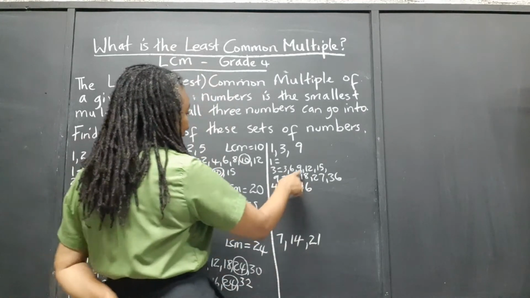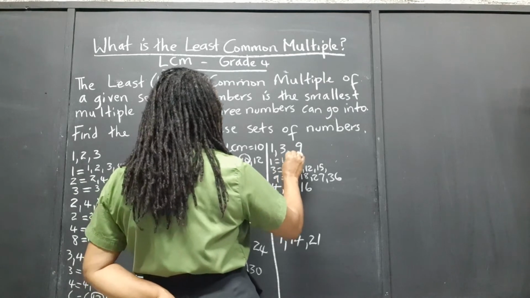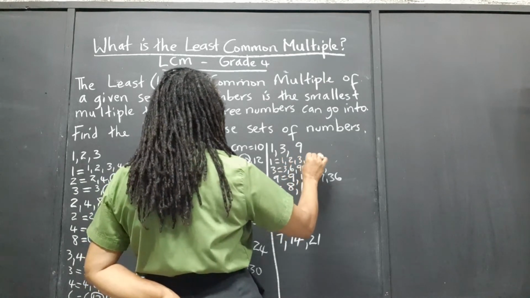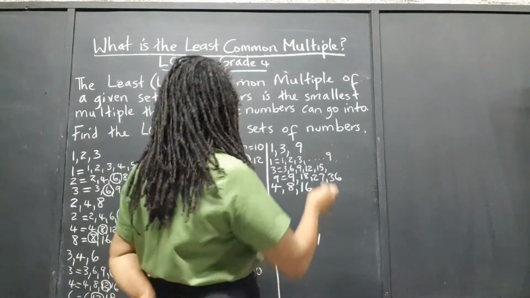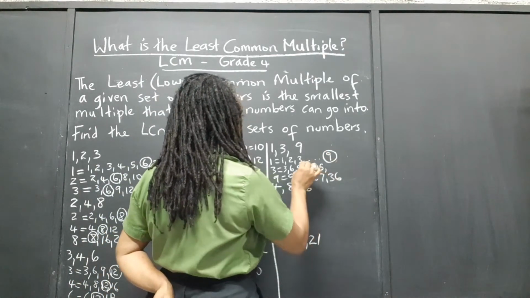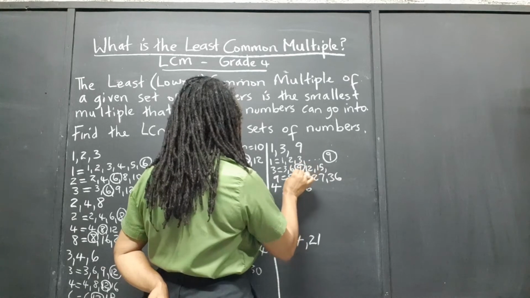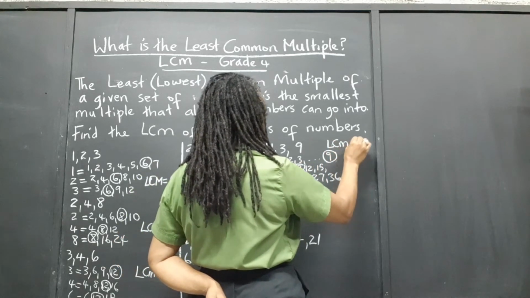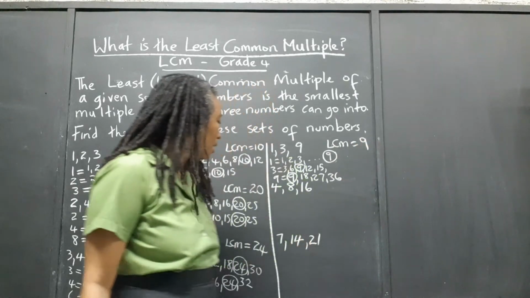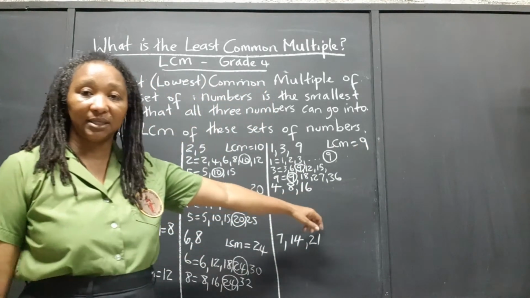Okay, so we see a 9, and we know 1 can go into every number, so we know that the 9 is going to be up here somewhere, right? 1 can go into every number. So the 9 then would be the least common multiple. Next, 4, 8, and 16.